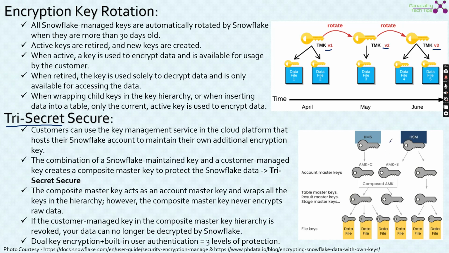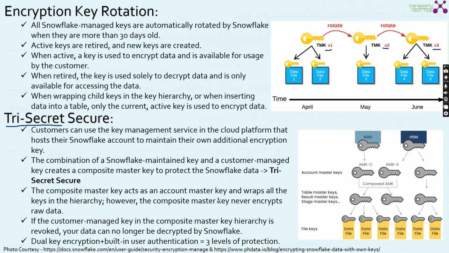Typically, if you see in the previous diagram, there is only one root key there, but instead we can use two keys here. One is from our end, which is the customer managed key, and the other one is the Snowflake root key. So using two keys, we are going to manage the account master key, that is the composite AMK. Right? Instead of one key, we are going to use two keys here. That's the main thing. So the combination of Snowflake maintained key and the customer managed key creates a composite master key to protect the data. That is called the tri-secret secure. As simple as it is, using two keys instead of one key.